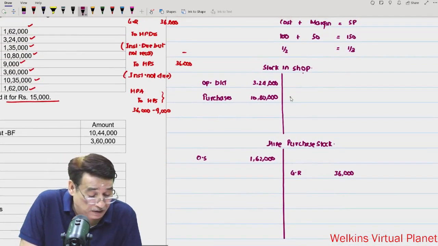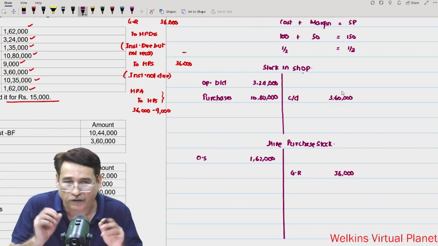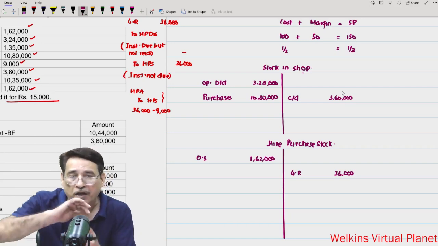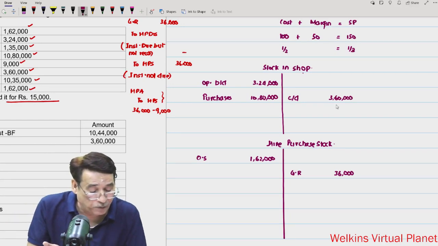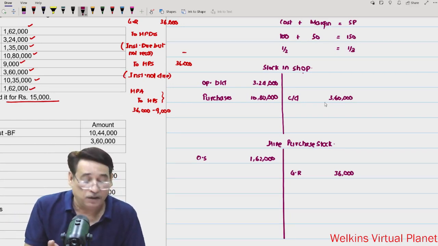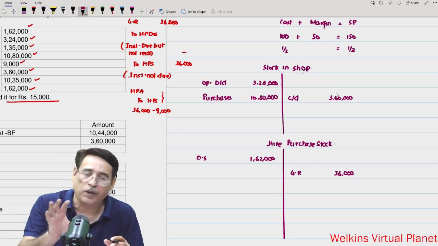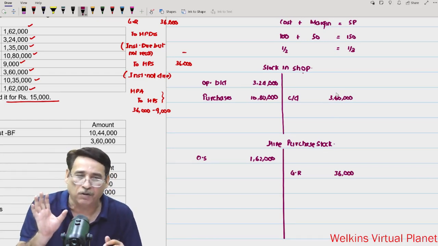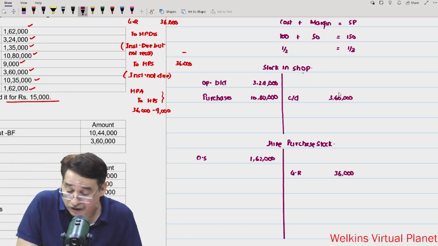Now, further, it is given stock at shop excluding repossessed goods 3,60,000. I will write here balance carried down, closing stock 3,60,000. Now, my point is that if it would have been given in the question, please pay attention, if it would have been given in the question that the stock in shop is including goods repossessed account, then I would have subtracted 36,000, correct? That means whatever balance we write in stock in shop account, that should always be exclusive of goods repossessed account. That should not include goods repossessed account, correct? So it is already given exclusive of.